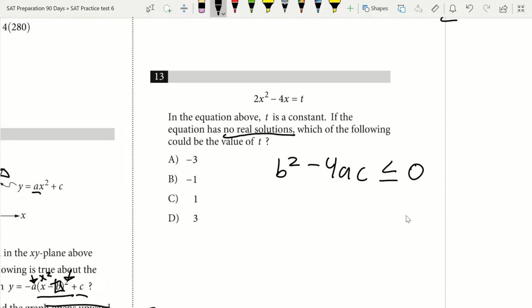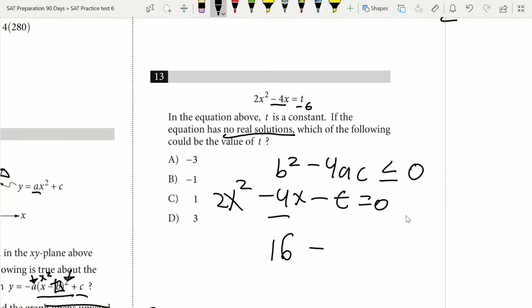All right, so we've got b squared minus 4ac. We know that it's got to be negative then. Well, if b squared minus 4ac has got to be negative, then what we do is we take b, which is negative 4. Now keep in mind this is when it's set equal to 0, so we have to subtract t from each side. So we can rewrite this as 2x squared minus 4x minus t has to equal 0. We know b is that negative 4, so negative 4 squared gives me 16. 16 minus 4 times a, which is 2, gives me minus 8. And now I've got c, which I see is negative t. So that negative t gets plugged in right here.